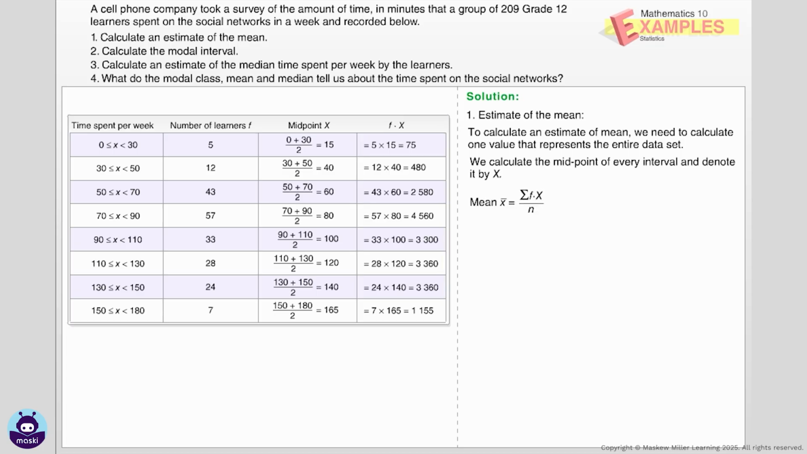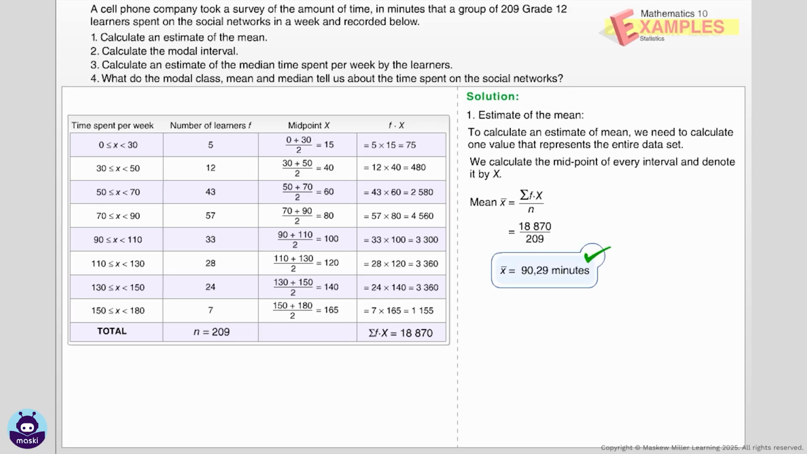Mean for the grouped data is given by x bar equals sigma f x over n. Let us calculate sigma f x and n for our data set. n can be obtained by adding the frequencies, but in this case, we know that the sample contained 209 learners. Sigma f x can be obtained by adding the values of f times x obtained for all class intervals using a calculator. x bar equals 90,29 minutes.